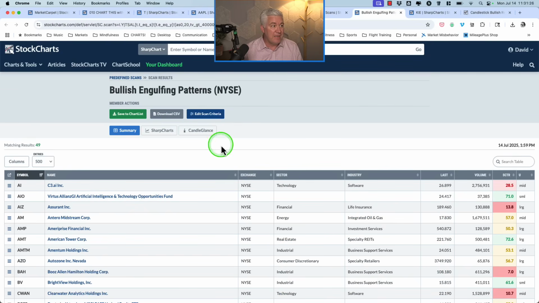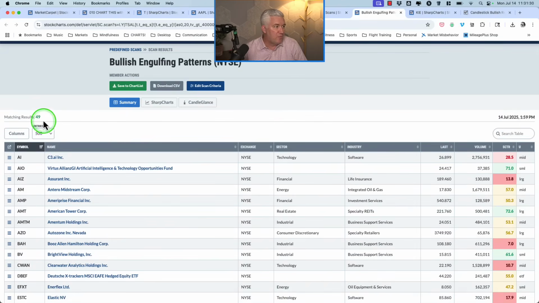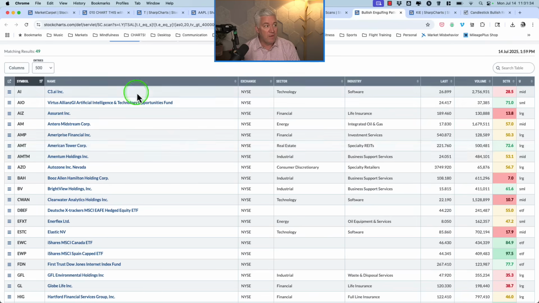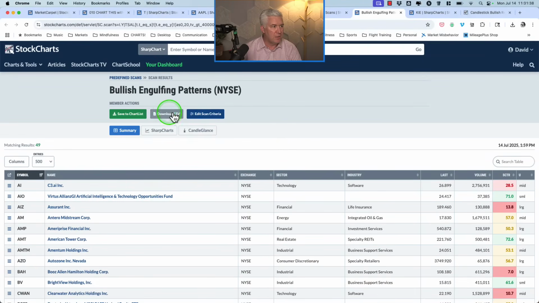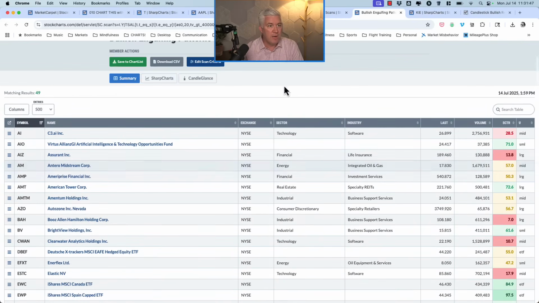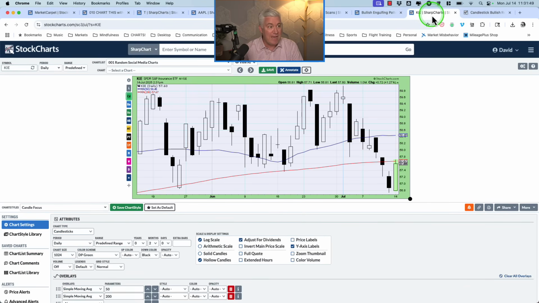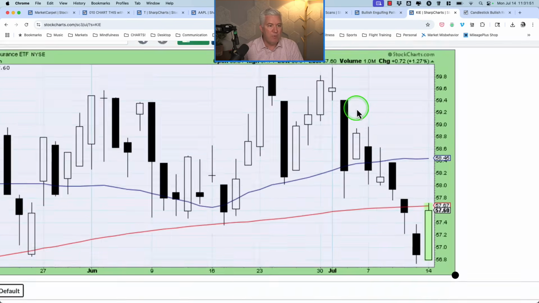I ran the scan of bullish engulfing patterns a few moments ago, just before we started. Just to give an idea, 49 stocks or charts on the New York Stock Exchange. This does include things like ETFs that are listed on the New York Stock Exchange, so you know. But again, if you want to tweak it, you can click on Edit Scan Criteria, eliminate the ETFs, just look at members of the S&P 500, whatever's going to make it more meaningful to you. But I grabbed one of these, the insurance ETF, KIE, actually came up with a bullish engulfing pattern.